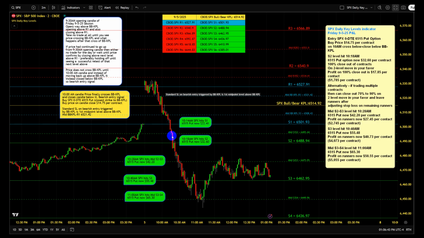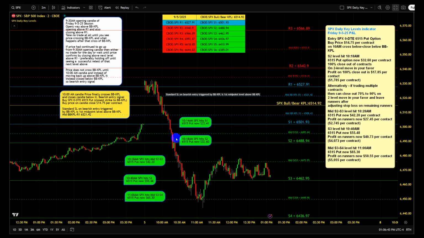As you can see in the next candle, it hits the mid S1, S2 level, and at 10:18 a.m. on this candle here, SPX hits the S2 level. The 65.15 put is now $32.60 on this candle close.